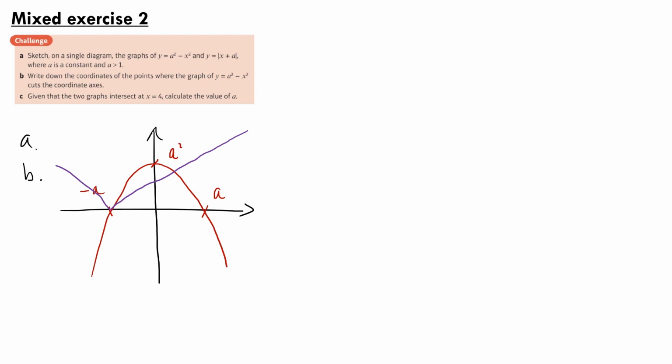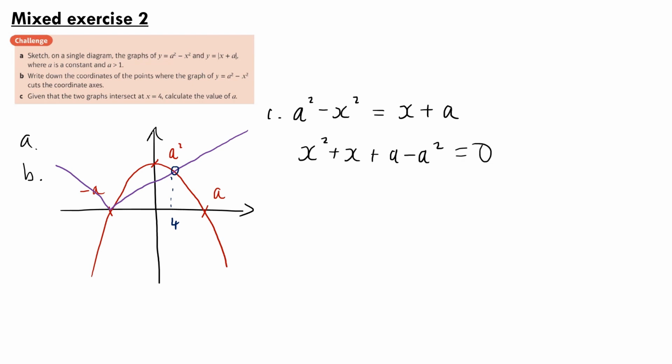Part C says that given that the two graphs intersect at x equals 4, calculate the value of a. So we know that the intersection where x equals 4 must be here. And this is where the modulus graph is positive. So we're going to have a squared minus x squared being equal to positive x plus a. So if we rearrange to get 0 on one side, then we're going to have x squared plus x plus a minus a squared is equal to 0.